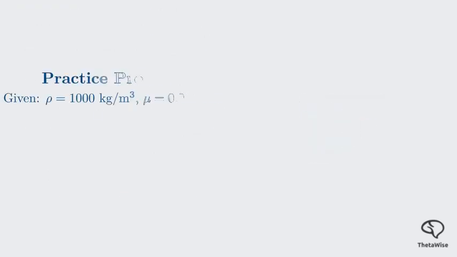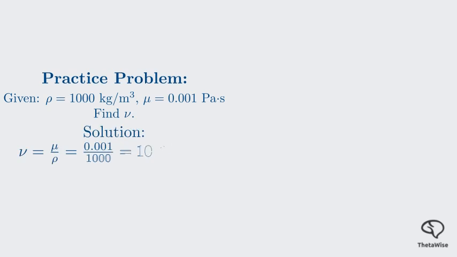Try this. If a fluid has a density of 1,000 kilograms per cubic meter and a dynamic viscosity of 0.001 Pascal seconds, what is its kinematic viscosity? The answer is 10 to the power of -6 square meters per second.